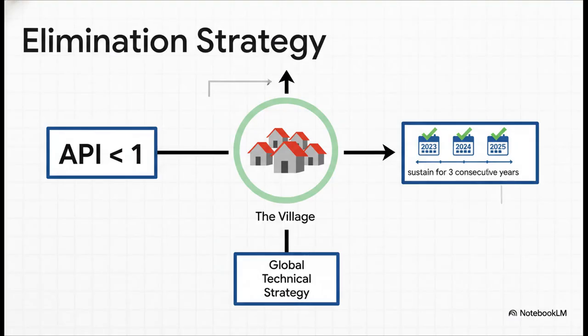Regarding the elimination strategy, taking the clues from the Global Technical Strategy for Malaria Elimination 2016 to 2030, state, block, and district-specific strategies are to be built up. The village, being the unit of malaria elimination, will have to achieve an API of less than 1 and sustain the same for more than 3 consecutive years.